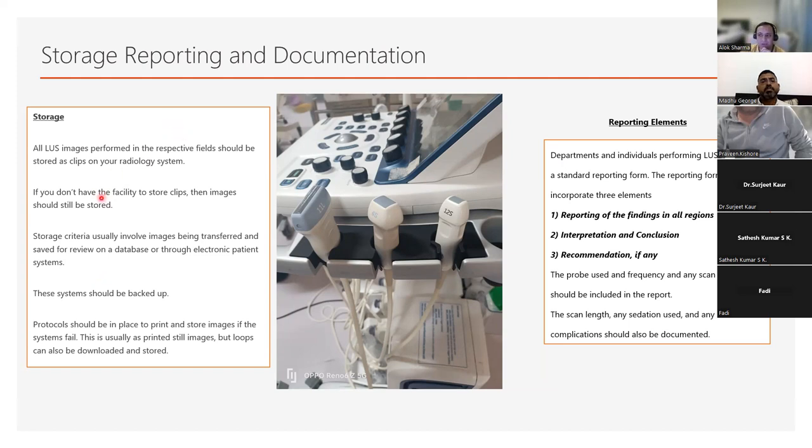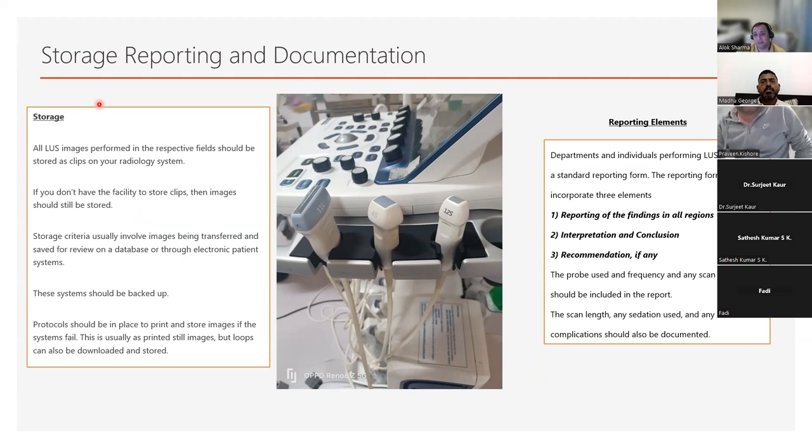But that's where I would say that governance would say that you need to store those clips separately, and they need to be stored in a manner that allows the subsequent person to be able to interpret them if he's planning to do a serial scan. Now, those protocols will vary based on whether you have electronic systems for storage or whether you have a paper system for storage. If you have a paper system for storage, still clips will be the only thing.